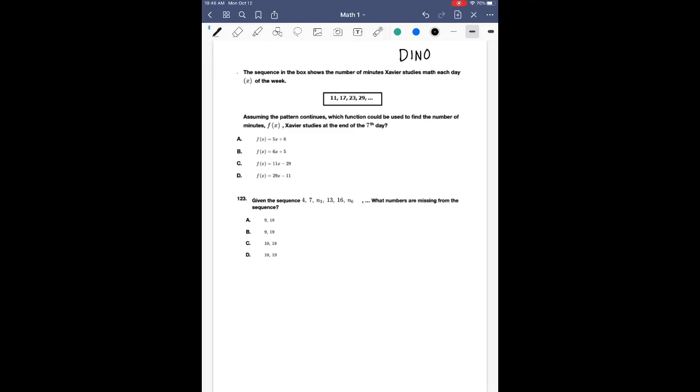So in the video, you learned about the DINO method. The D and the I stand for difference. So what is the common difference between your pieces?